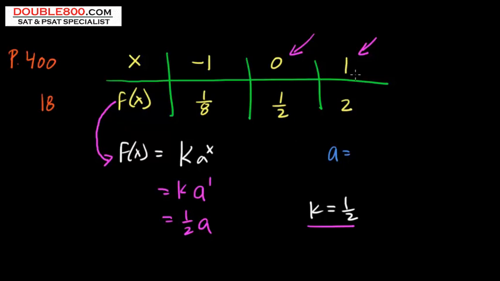What is the value of the function when x is 1? It's 2. And so for this to be true, a would have to be 4. 4 times 1/2 is 2, and that's it. So remember, when you ever see a function like this with a table, start with 0 and move on to 1, and it should eliminate a lot of choices.